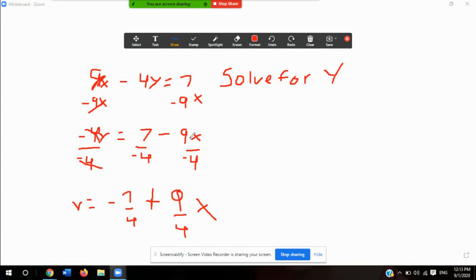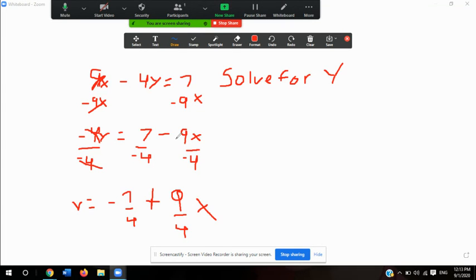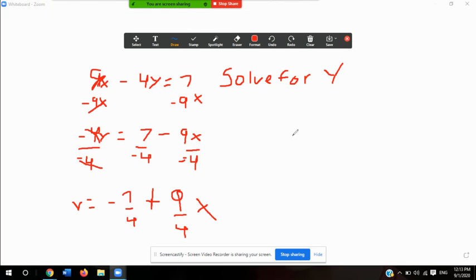And why positive? Because as you divide by negative 4, the negative and the negative turn into a positive. So that's why this is now 9/4 x. So I already solved for y, and I have my equation, but now the problem is asking me to find the value of y when x equals 5.